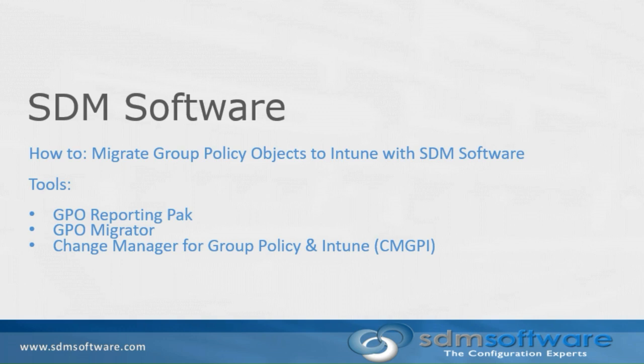Today, we're diving into how you can efficiently migrate your group policy settings to Intune using SDM software's GPO reporting pack and GPO Migrator. We'll see how we can isolate specific settings from three GPOs, migrate them to a new GPO, and upload those to Intune. Finally, we'll show you how we can use Change Manager for group policy objects and Intune to establish a strong defense against unwanted or unexpected changes, compromising environmental security for both on-premise GPOs and cloud-based Intune profiles.